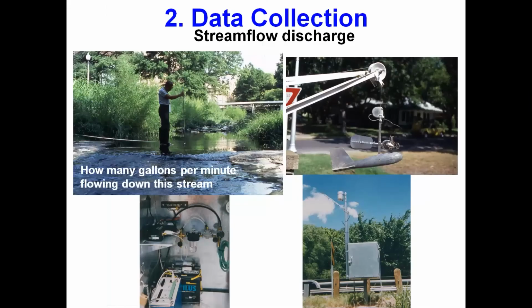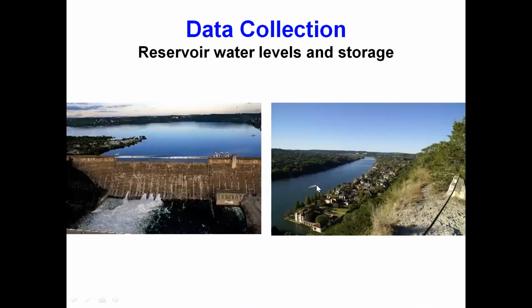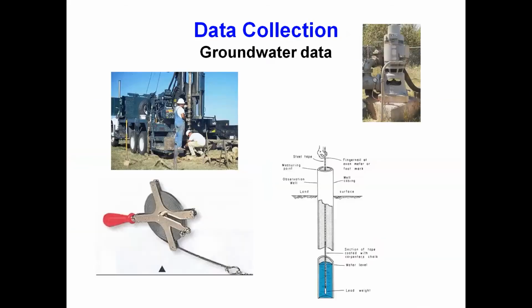Data collection. It's important to collect data regarding water. We need to know how much water is available and what its quality is. So one thing we can do is measure the flow. It's called a discharge. How many gallons per minute, for example, is flowing down a stream? There's ways we can do that, and that data is posted online. Also, we collect reservoir water levels, and we know how much water is stored in real time in reservoirs, as well as stream flow. So it's important to know that.